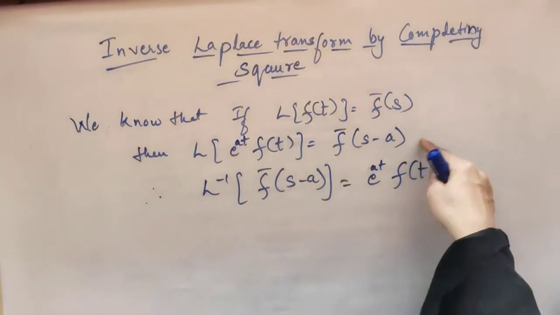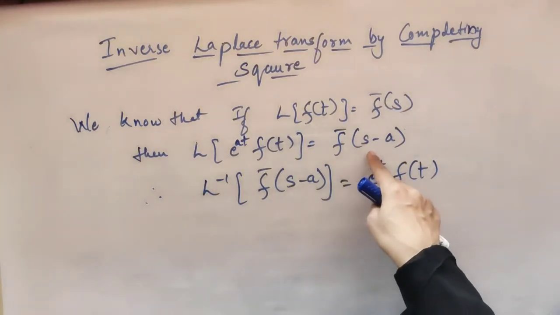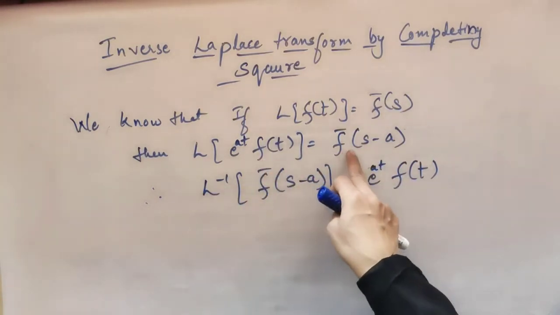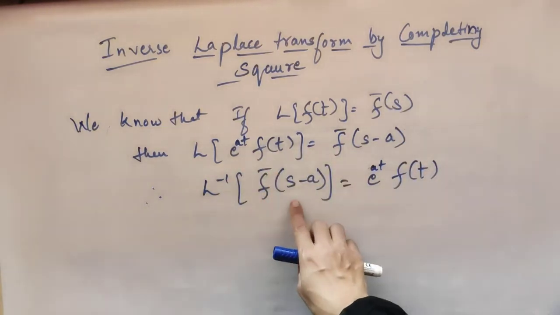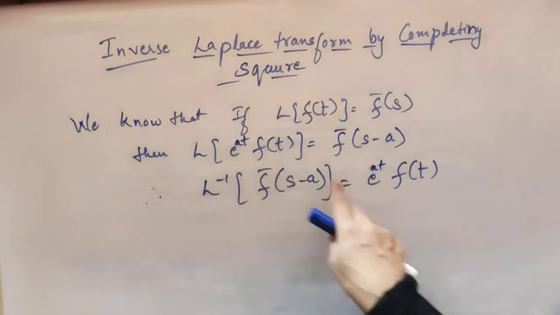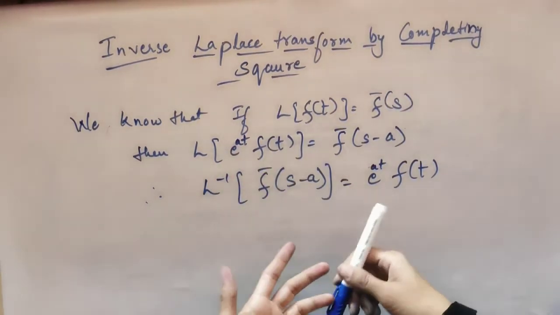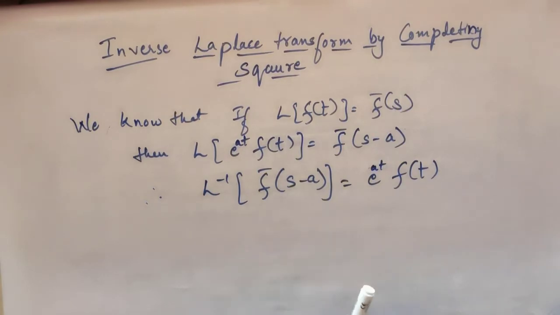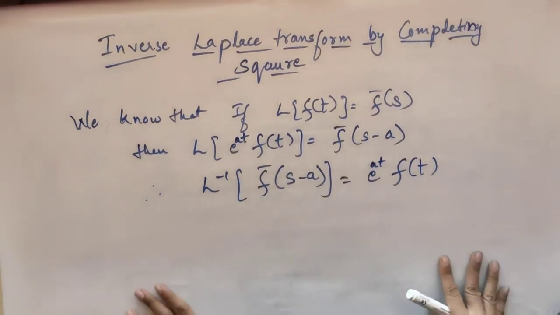Now we are going to do its reverse, that is, we will find the L inverse of f bar of s minus a. Definitely, if I take L inverse to this side, I can write the same equation as L inverse of f bar of s minus a is equal to e to power at into f of t. So using this we'll be solving certain problems by completing the square. Just stay tuned, take a pen and a paper and start working with the problems with me.